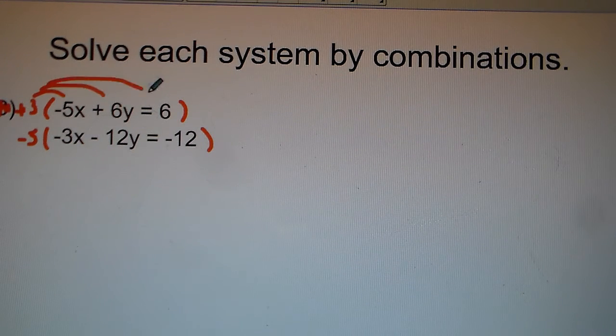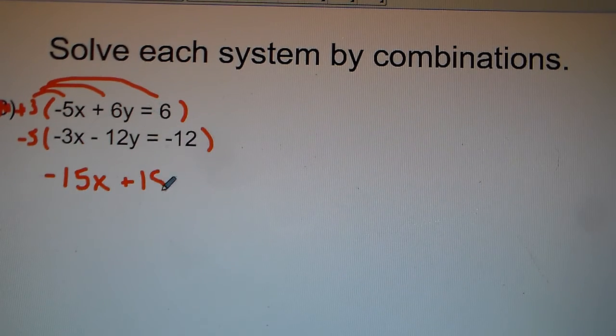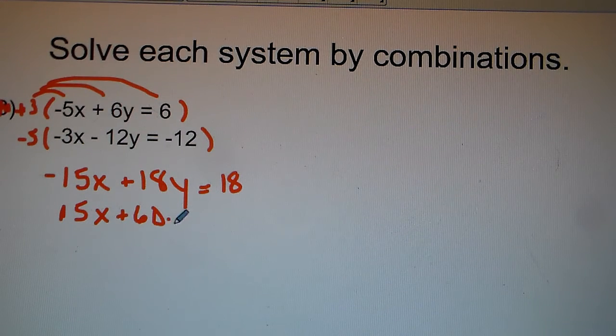We multiply them out, distribute to all the terms inside the parentheses. So 3 times negative 5 gets you negative 15x. 3 times positive 6 gets you 18y. And 3 times 6 gets you 18. Negative 5 times negative 3 gets you 15x. Negative 5 times negative 12 gets you 60y. And negative 5 times negative 12 gets you positive 60.